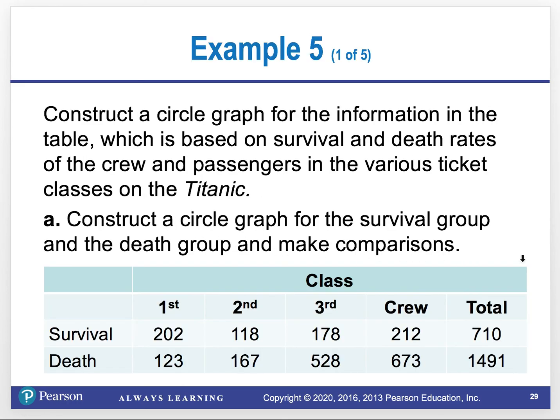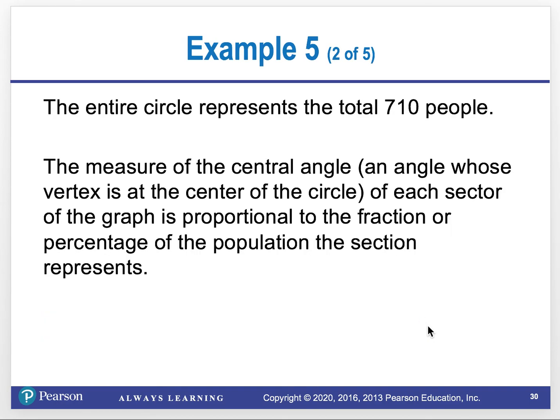All right, so construct a circle graph for the information in the table, which is based on survival and death rates of the crew and passengers of the various ticket classes on the Titanic. Okay, so the first thing you got to do when you're making a circle graph is you have to extend your chart of information to include the percent and then the degree that your sector needs to be. Okay, so they probably do that here. So the entire circle represents the total 710 people.